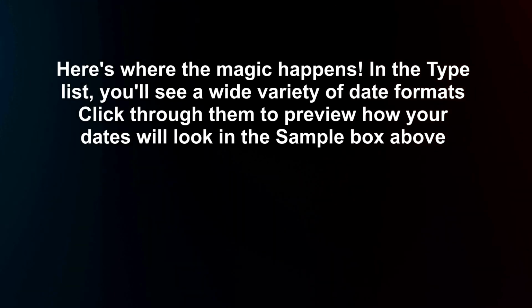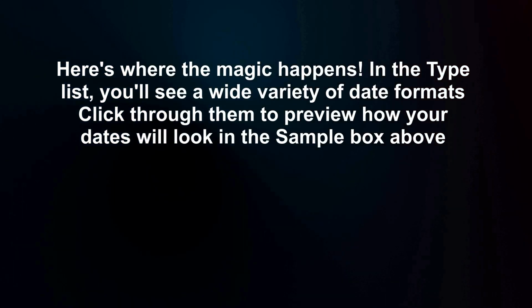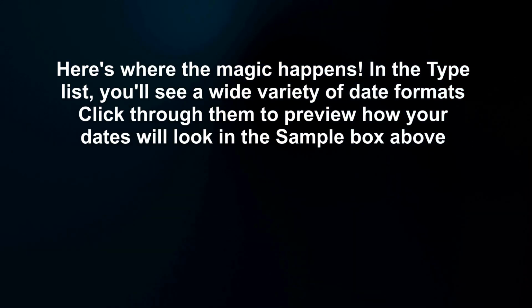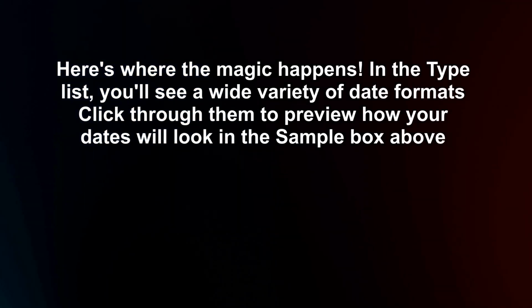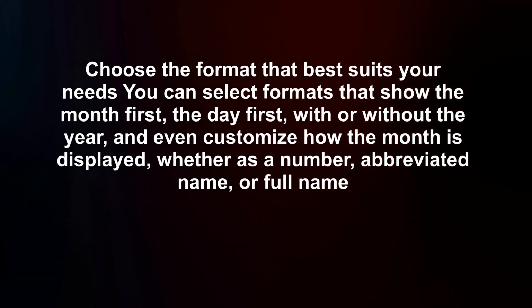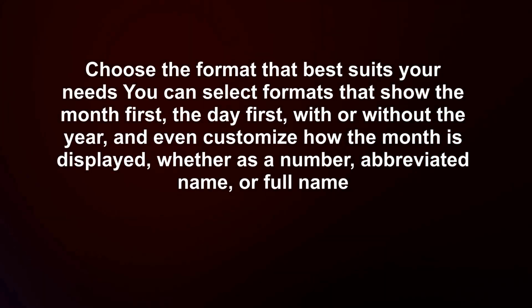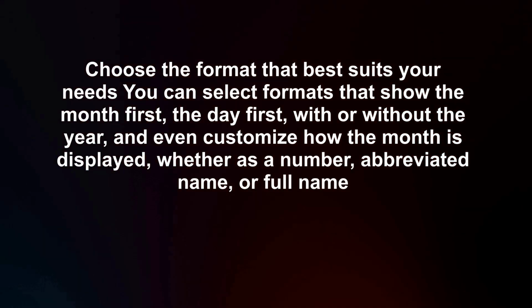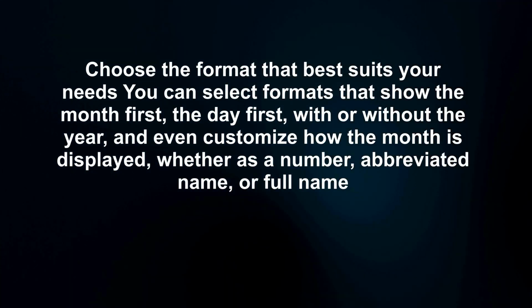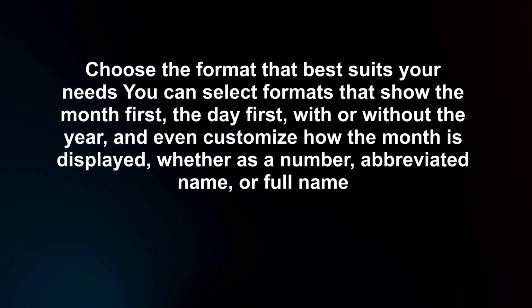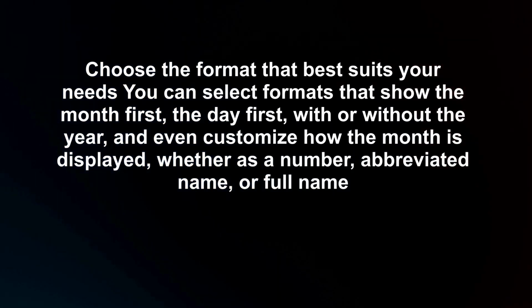In the Type list, you'll see a wide variety of date formats. Click through them to preview how your dates will look in the sample box above. Choose the format that best suits your needs. You can select formats that show the month first, the day first, with or without the year, and even customize how the month is displayed, whether as a number, abbreviated name, or full name.